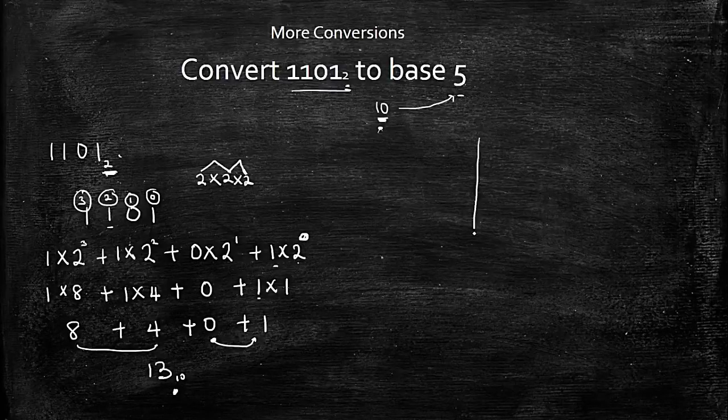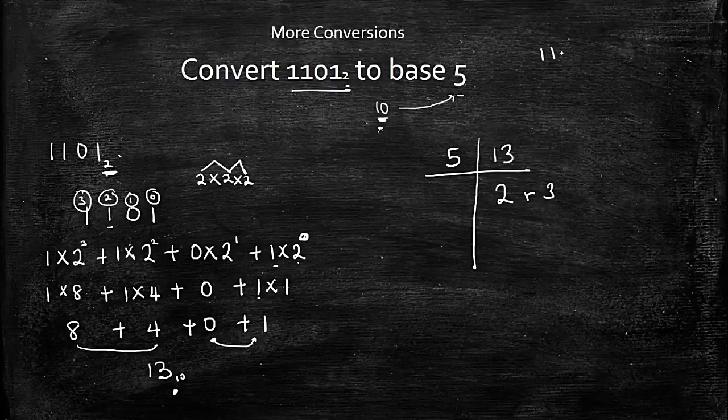So we said if we are converting a number in base 10 to another base, we do the long division method. So we draw our line and put the 13 here, because this is what we are converting. We are converting 13 to what base? To base 5. So we write the 5 here. So how many times will 5 go into 13? It will go 2 times, and we have a remainder of 3, because 1, 2, 3, 4, 5, 6, 7, 8, 9, 10, 11, 12, 13.